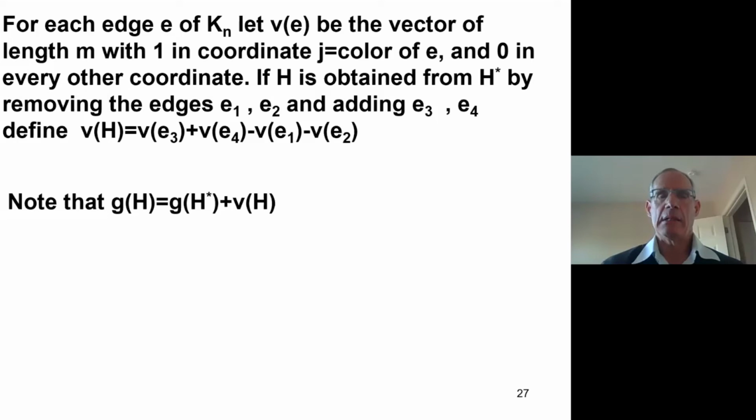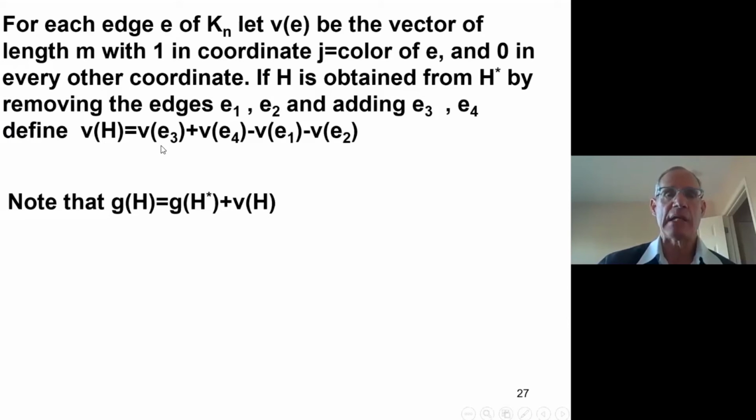An easy observation is that if H is obtained from H star by removing the edges E1, E2, and adding the edges E3, E4, then it's clear that the vector corresponding to the new Hamilton cycle H is... now I'm still only defining things. So let's define V of H.